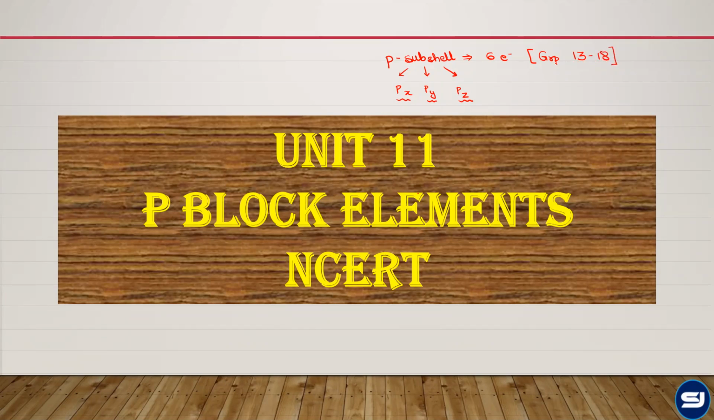And P block में each of the group is named with respect to the first element of that group, meaning group 13 starts with boron, we call it the boron family, group 14 is the carbon family, group 15 is the nitrogen family, which because of the toxic nature is also named as pnicogens. ठीक है?